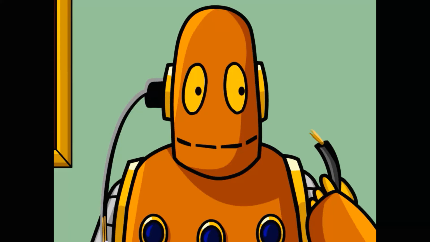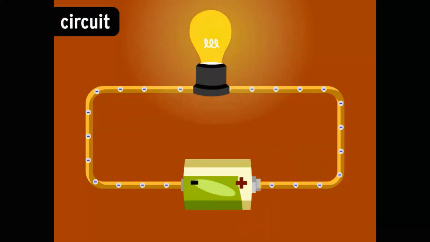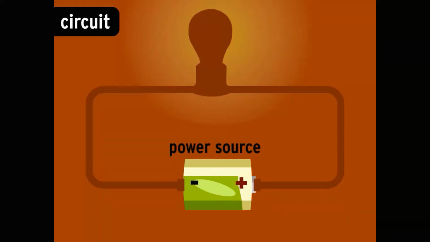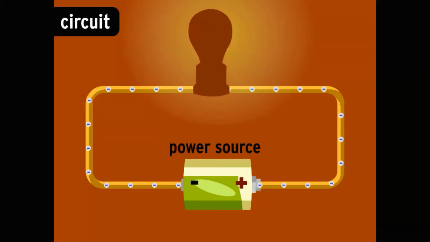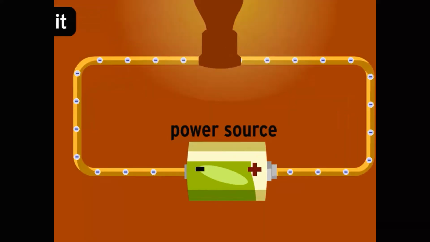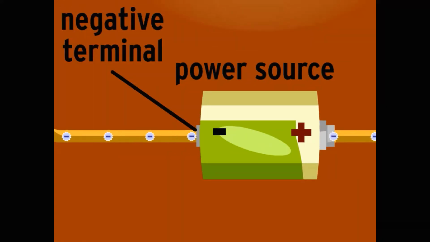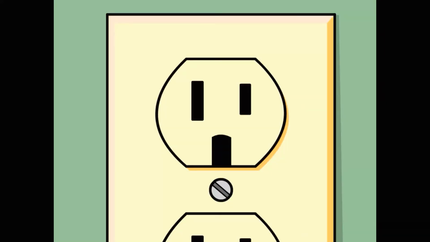Well, yeah, but you need more than just a wire. Even the most basic circuit is made up of a few different components. First, there's a power source, like an outlet in the wall or a battery. The power source provides a steady supply of electrons. In the battery, the electrons come from the negative terminal. From a wall outlet, electrons come from the shorter of the two slots, called the hot slot.